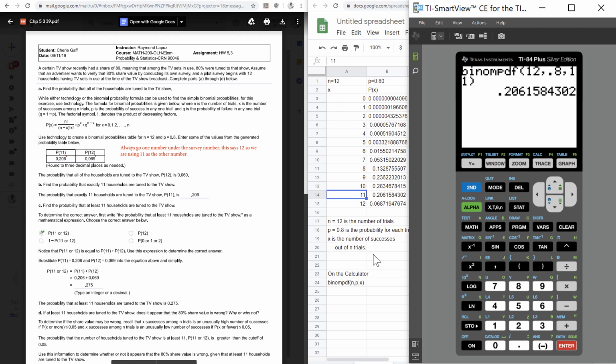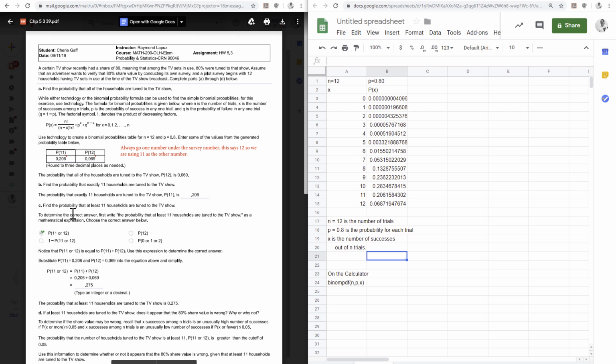Now the next question: find the probability that at least 12 households are tuned in. That means 12 or higher. So we would look at the values for anything that's at least 12, so we would add up the two probabilities past 11. It's quite possible there would be more probabilities if this went all the way up to 20 or something, and then they would have more things to add. Adding two numbers isn't bad, but when you're adding more numbers it gets a little bit crazy.